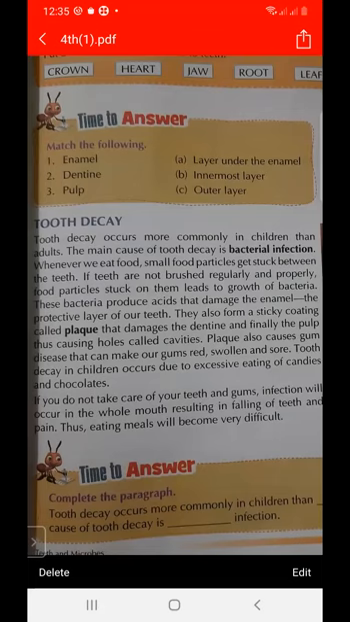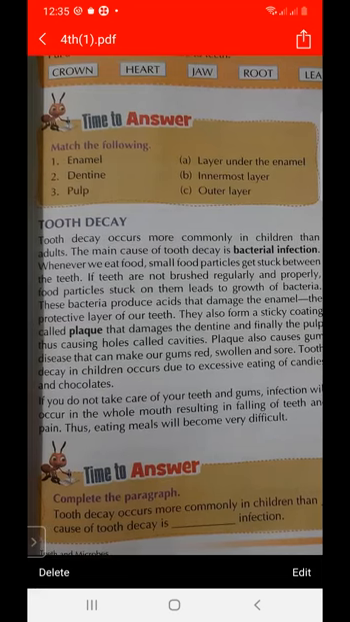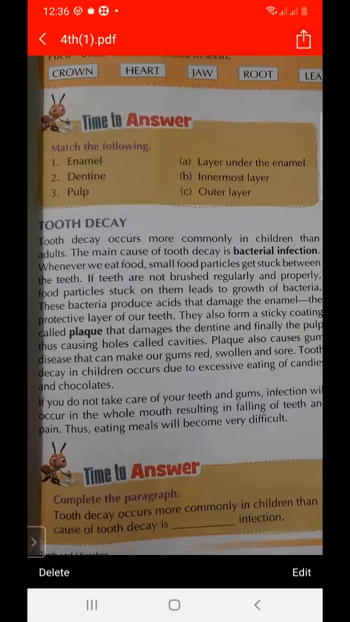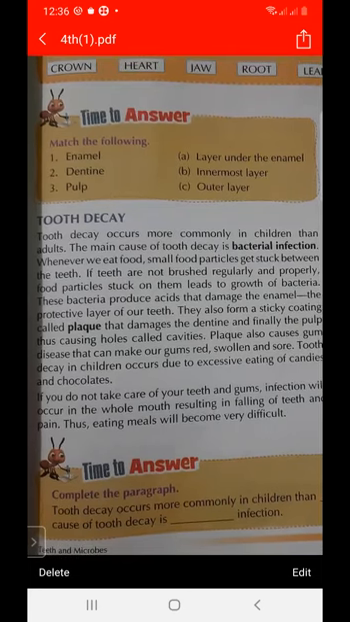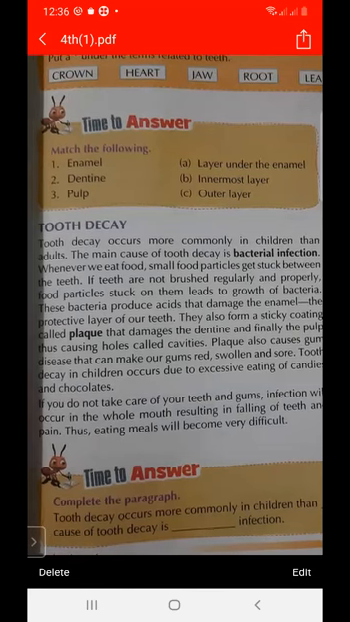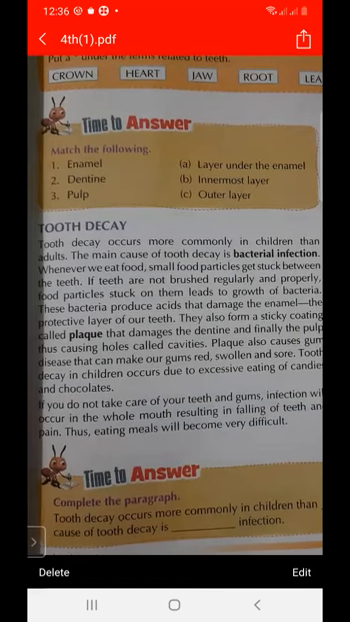The main cause of tooth decay is bacterial infection. Whenever we eat food, small food particles get stuck between the teeth, and if teeth are not brushed regularly and properly, the food particles stay on them and lead to the growth of bacteria. So what do you mean by bacterial infection? The infection due to bacteria is called bacterial infection.